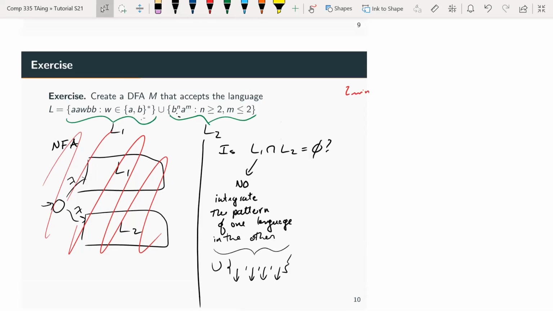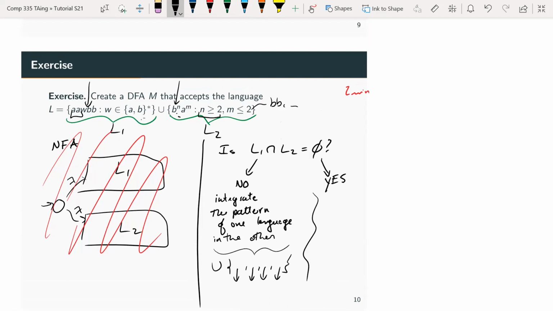But luckily in this case, the answer is that the intersection is empty because all of the strings in here start with 2 A's and all of the strings in here start with 2 B's, because n has to be greater or equal to 2. So this has to be at least BB and then something, right? So the answer to this question is yes.